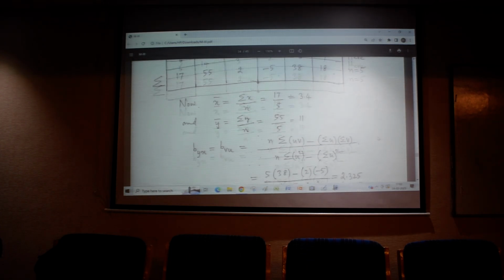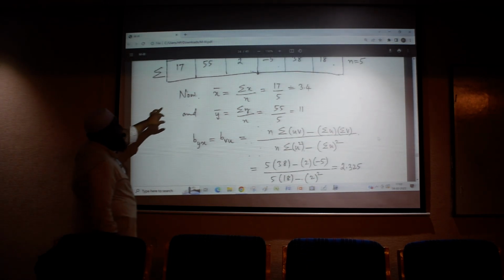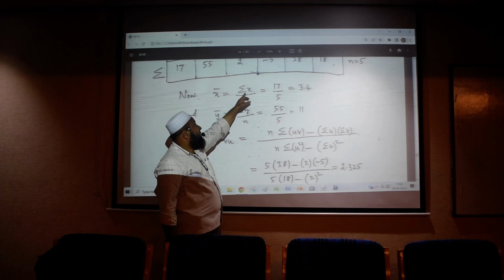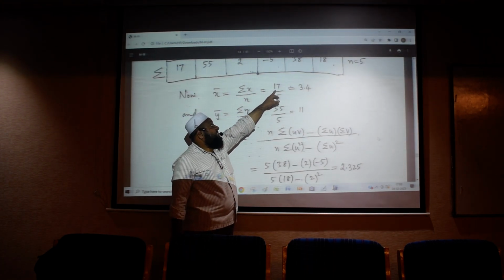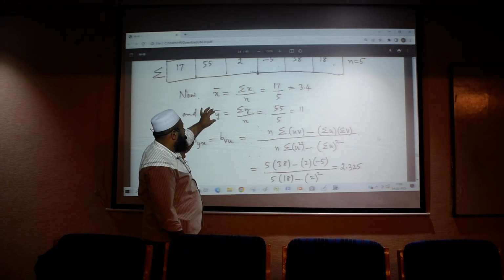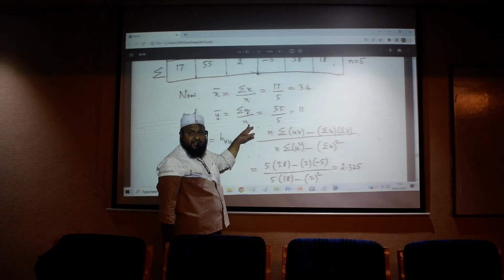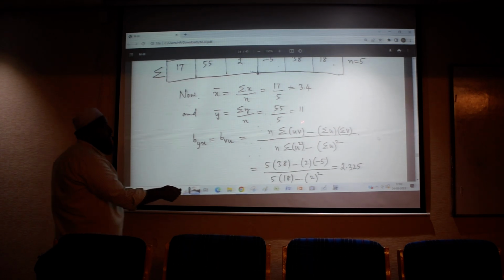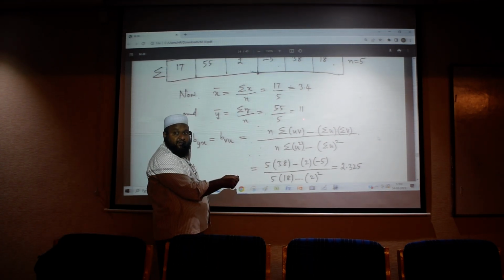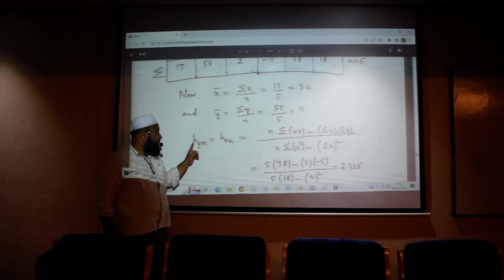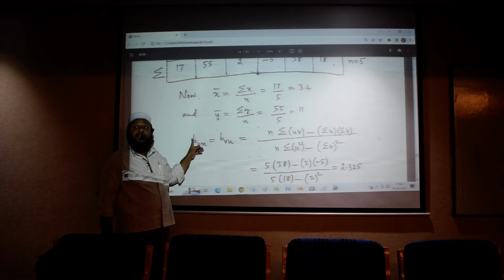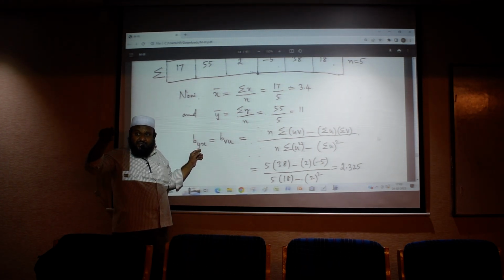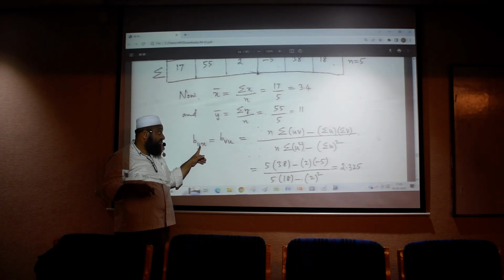So what is x bar? Mean of x values, sigma x by n, that is 17 by 5. Finally sigma y by n is 11 by 5. How much is the n value here? n is 5. Now we got x bar and y bar. Now byx is the coefficient of regression. rxy or ryx is the same.